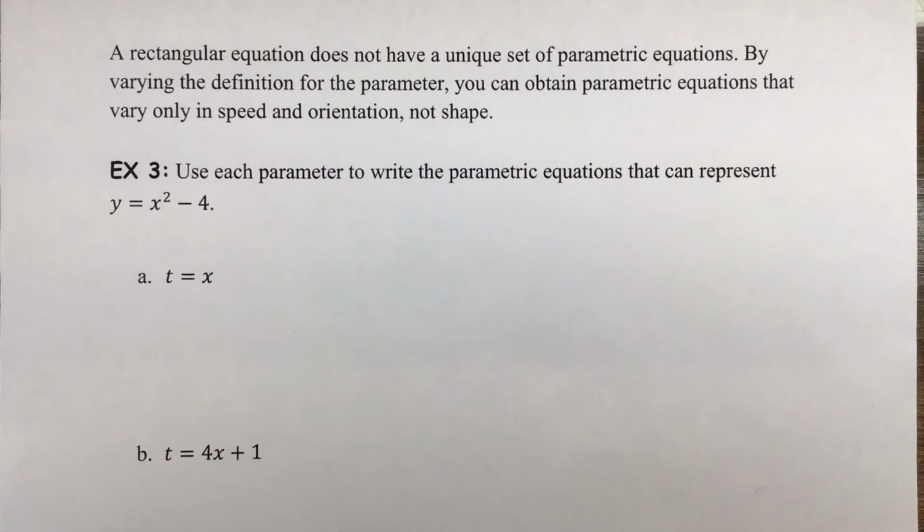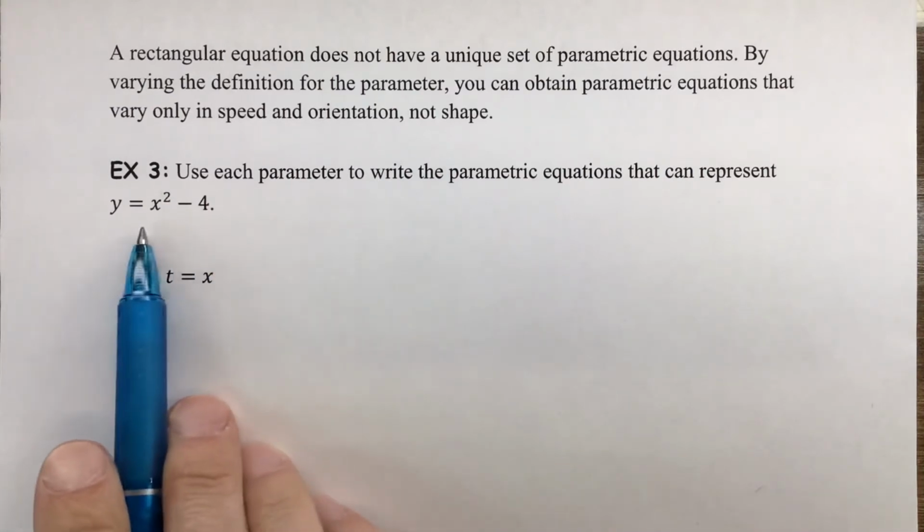Next, what we're going to do is sort of look backwards from what we did in example 1 and 2. Instead of starting with parametric equations and creating an xy equation, we're going to begin with an xy equation and then break it into parametrics. However, a rectangular equation does not have a unique set of parametric equations. I want to make that point real clear here. A rectangular equation does not have a unique set of parametric equations. So that means that there is not just one answer that would go with a certain situation.